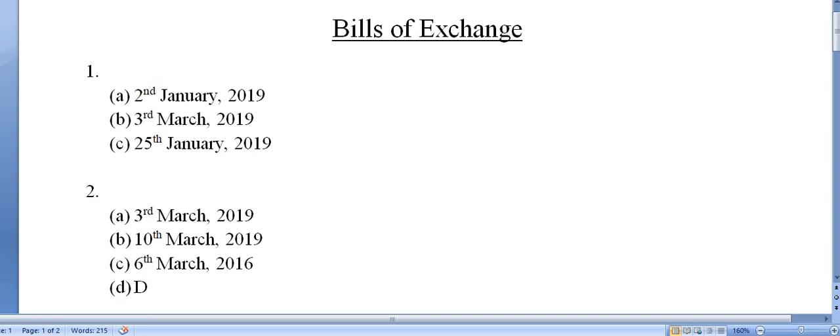Question number one, questions A, B, C. There is no D. Question number one: bill dated 30th September 2018 at 3 months due date. Now whenever you see this term MD, it is actually for the maturity date, and DD stands for due date.